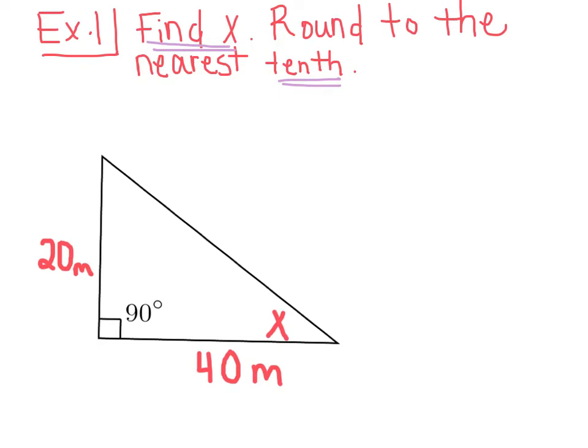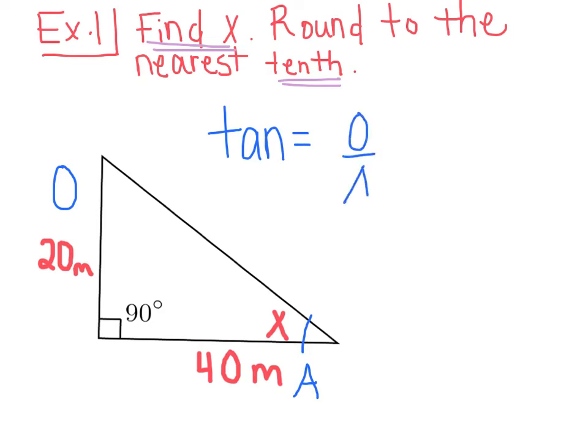So x is in our corner, again it's representing the missing angle. What is 20 to x? 20 is the opposite side. 40 is the adjacent side. So we have opposite and adjacent. So the trig function we're going to be using is tangent, because tangent represents opposite and adjacent. So we're doing tan of x.